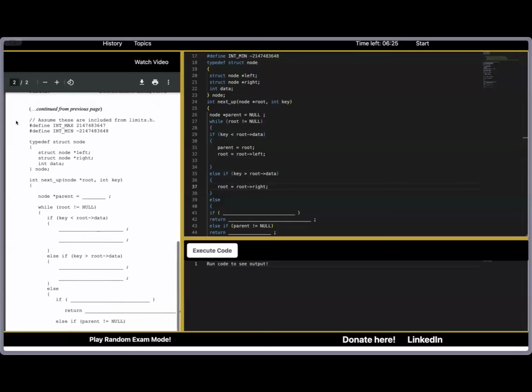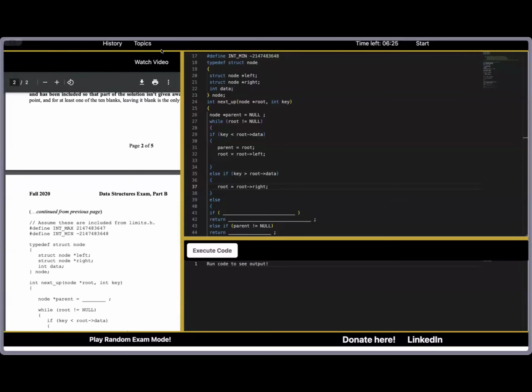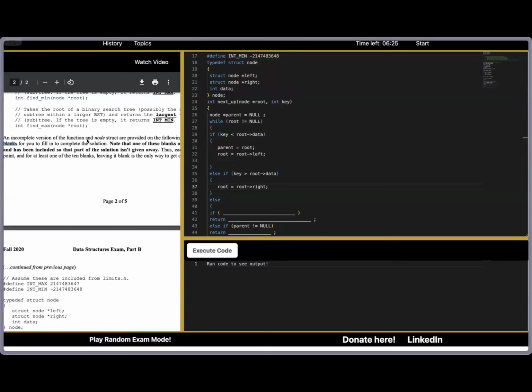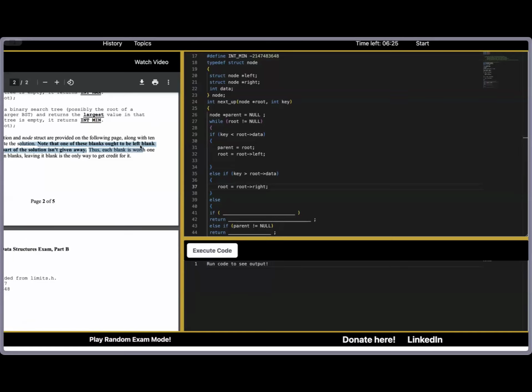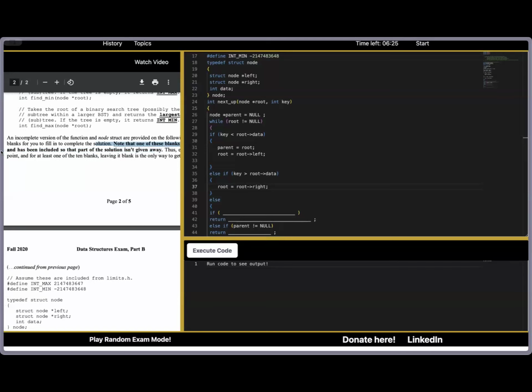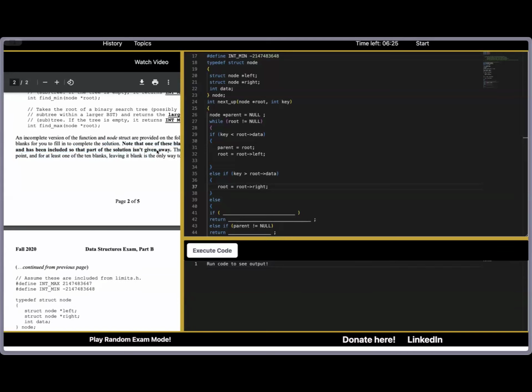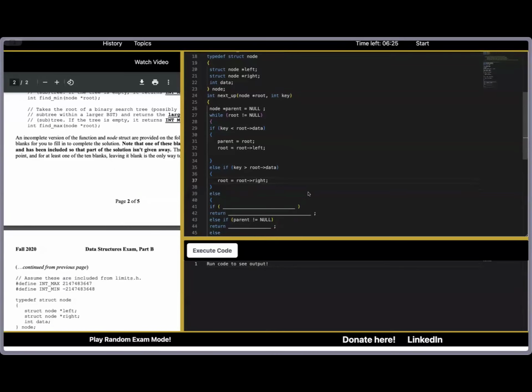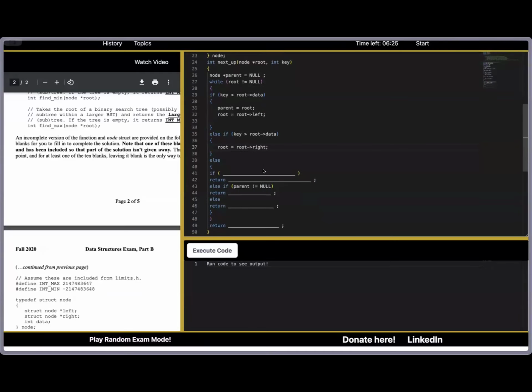So in the problem, you remember how they said there's going to be a section where there's going to be a blank line. So an incomplete version of note that one of these blanks ought to be left blank and has been included so that part of the solution isn't given away. They're going to do stuff like this if you see it on the test. You may or may not, or one of the professors may or may not. Just look out for that and make sure that you read it because you don't want to lose points for something like that. I'm like 90% sure he wrote this question.